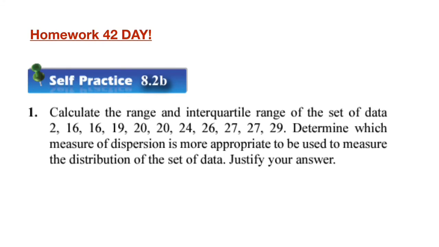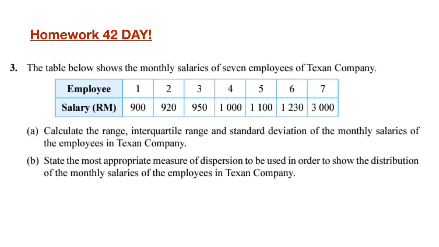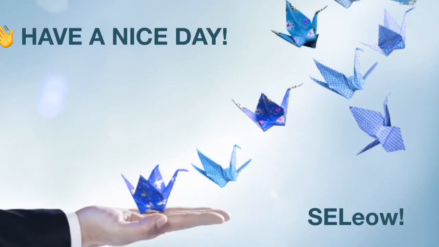For question 2, you need to show the proper steps that I explained to you just now. You have to use the concept that the smaller standard deviation shows the data is more consistent. Question number 3 you also need to do in the exercise book, and please take a photo and send it to my Gmail account for these 3 questions for today's homework.